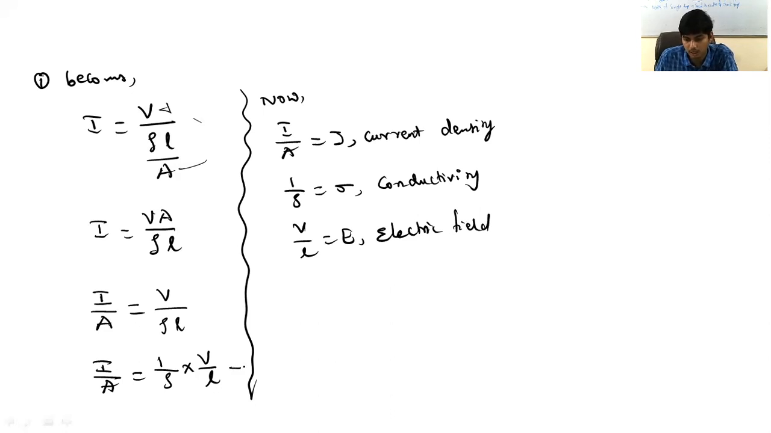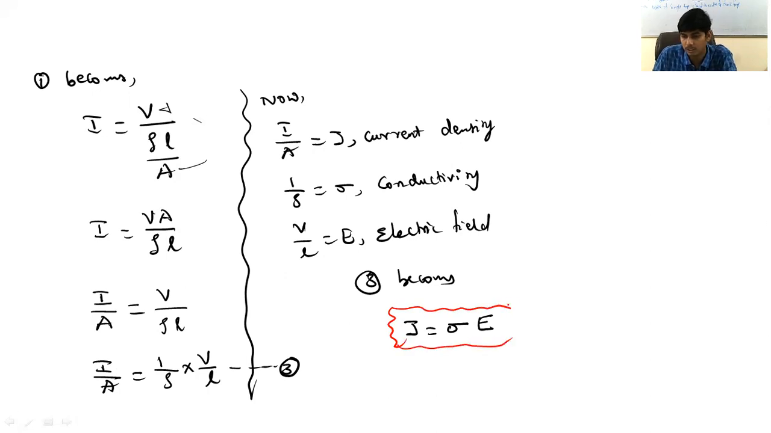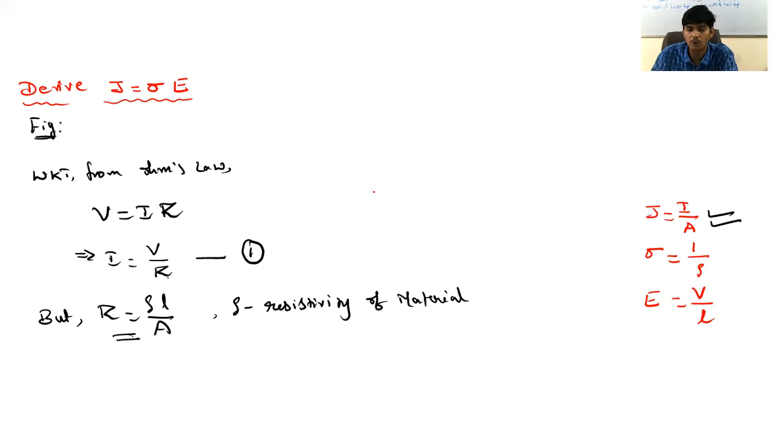If I call this equation number 3, equation 3 becomes: I by A is nothing but J. 1 by rho, the reciprocal of resistivity, is nothing but conductivity sigma. V by L, the potential drop per unit length, is nothing but electric field E. This is the relationship between current density, conductivity, and electric field: J is equal to sigma into E. So we have derived J is equal to sigma E from Ohm's law.